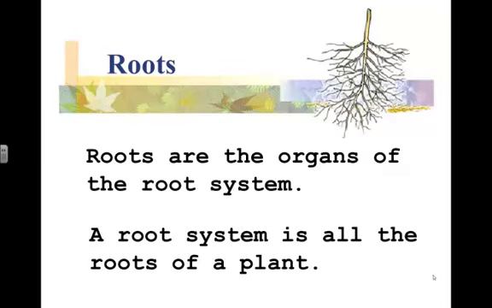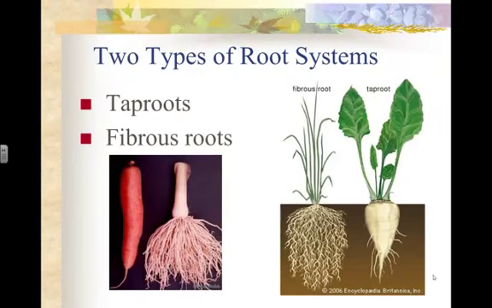So roots are the organs of the root system. So you take all of the roots on one particular plant, that is known as a root system for that plant. There's two primary kinds of root systems. There are taproots and fibrous roots. And you can see here with the pictures next to each other the main difference. A taproot has one main root. Fibrous root does not. It has a whole bunch of them about equal in diameter.